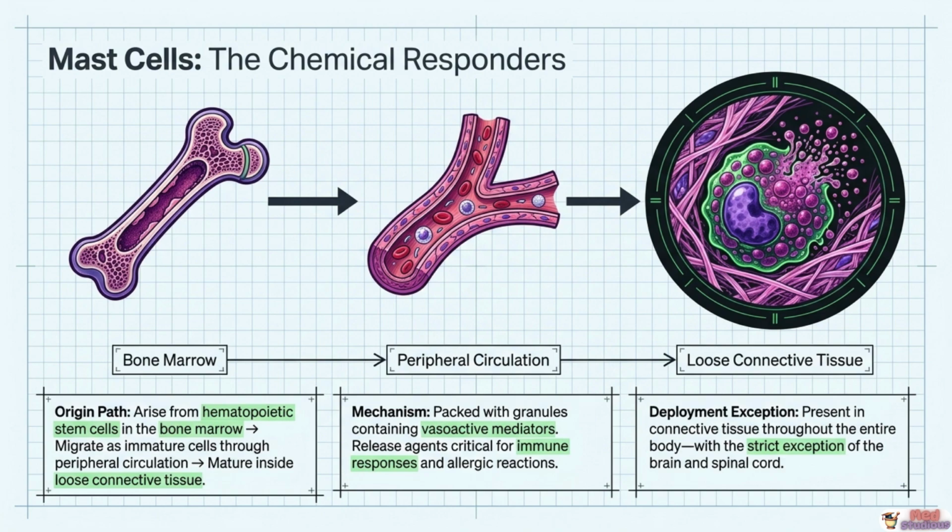Because environmental threats can come from anywhere, mast cells are strategically deployed in connective tissue throughout the entire human body. However, there is one strict exception. To prevent catastrophic inflammatory swelling in closed spaces, mast cells are not present in the brain and spinal cord.